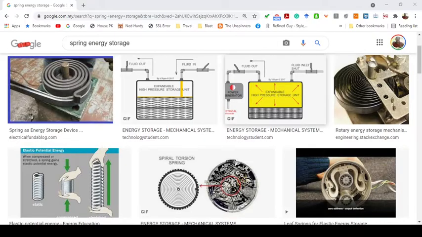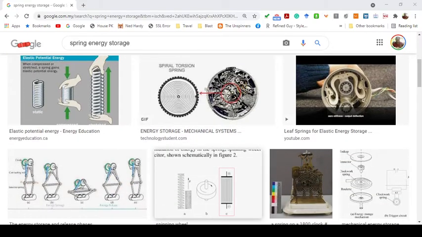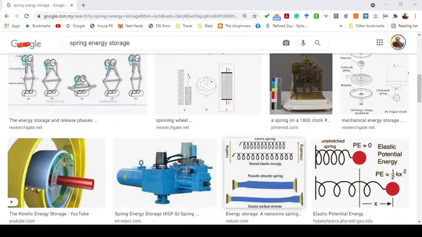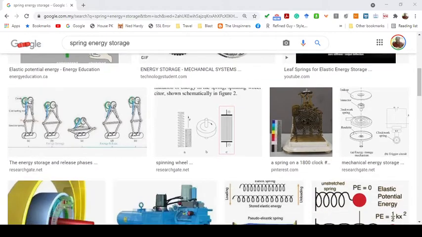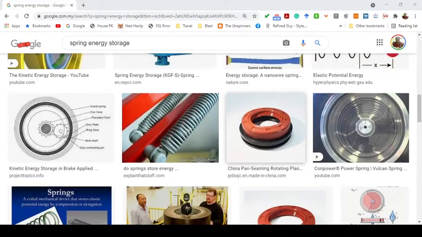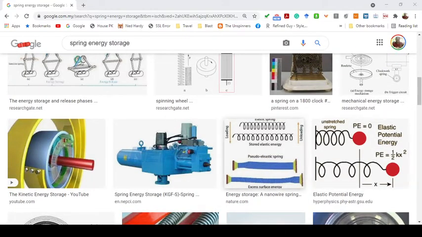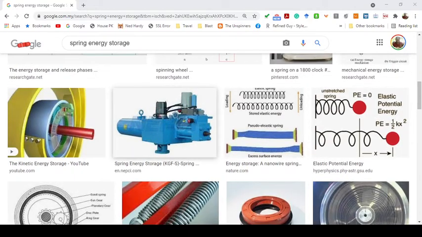Now, if you Google about spring energy storage, you can see these pictures. What do these pictures mean? They show energy storage, for example an expandable high pressure storage unit. They have the spring and everything, meaning that the spring mechanism has energy. When it bounces, it will give some bouncing effect on something. This is called energy storage.